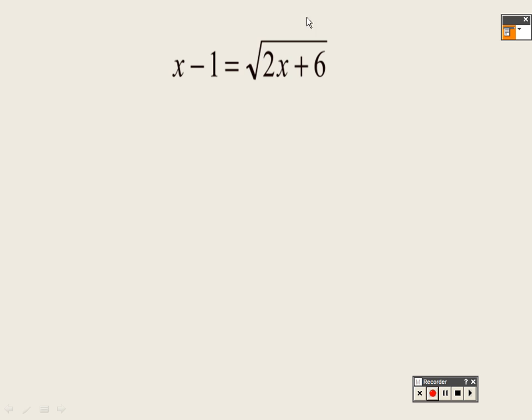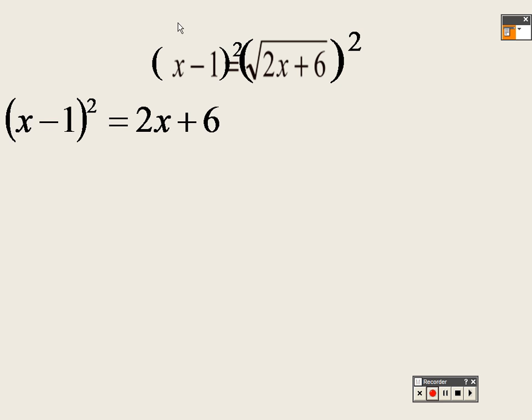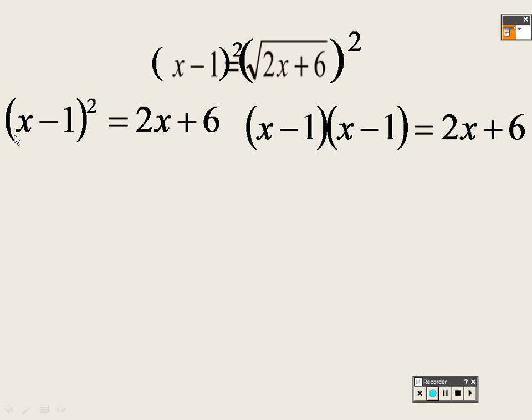With this one, we got a square root over here, so we are going to try to get rid of it by squaring both sides. And when we do that, I get x minus 1 squared, and the square root of a square cancels out, so I have 2x plus 1. This means I write x minus 1 twice. This is what I have right here, and now I'm going to FOIL.